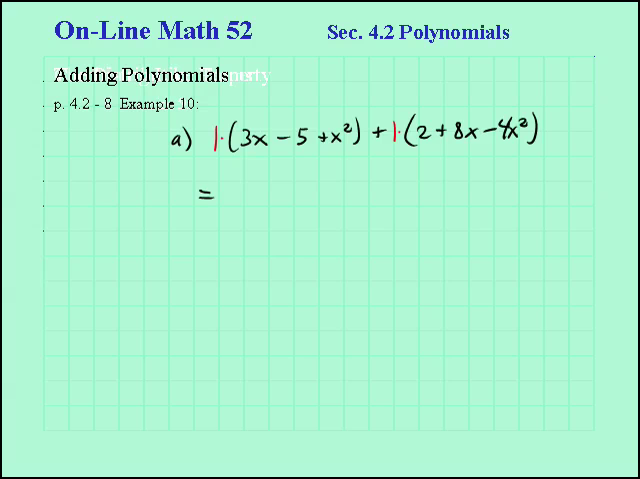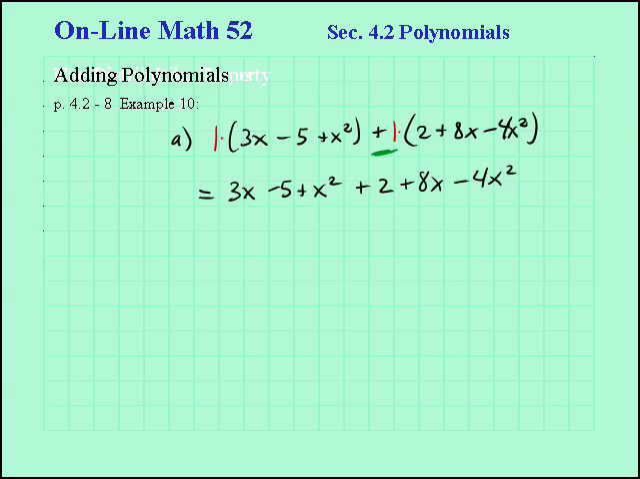And we simply get 3x minus 5 plus x squared. Multiplying by 1 changes nothing. And this also here is a positive 1. So when we distribute that positive 1, we just get exactly what we have. 1 times 2 is 2. 1 times 8x is 8x. 1 times negative 4x squared is still negative 4x squared. When it's positive 1, it doesn't change anything. Not the numbers, not the signs, not the variables. Multiplying by 1 is terrific.